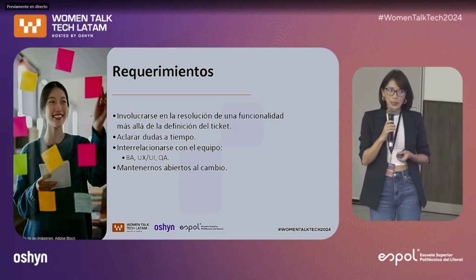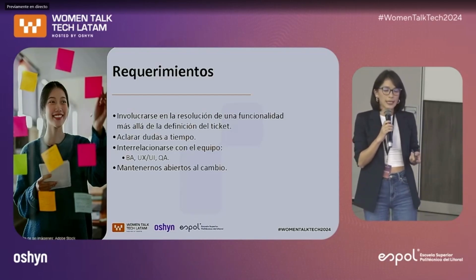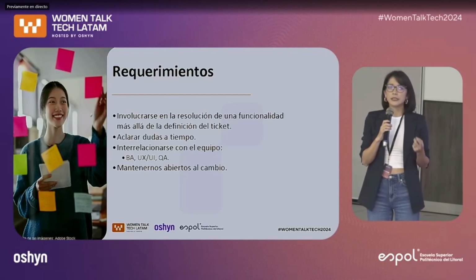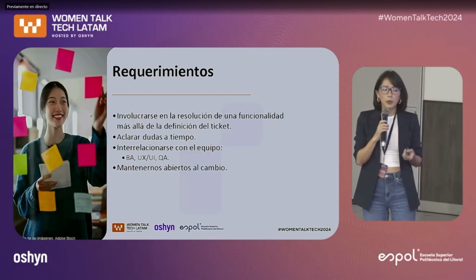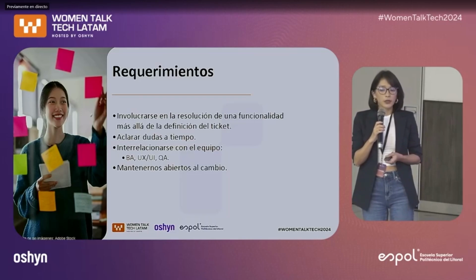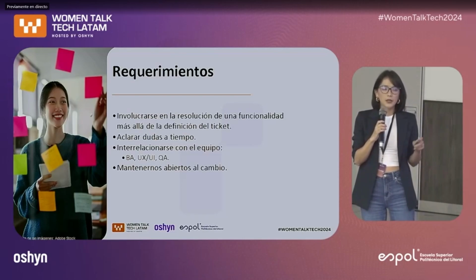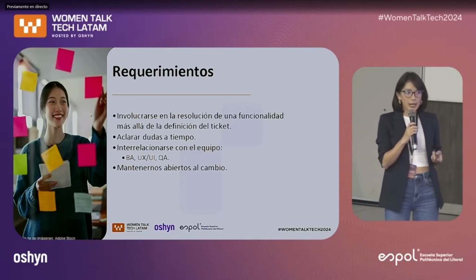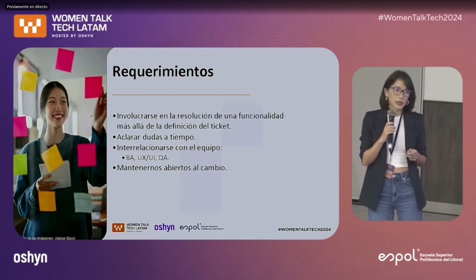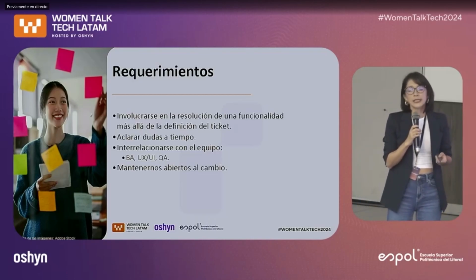And that's why it is very important to clarify the roles on time. We have mentioned it more than once, because you have to communicate effectively. If you have questions, your team will always be ready for you. And that's the reason why we need to interact as team members, and we have to interrelate with the team members, BA, UX, UI, because we need to fulfill the expectations of the client.